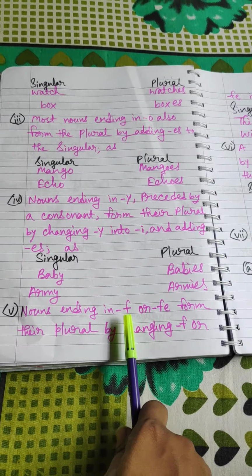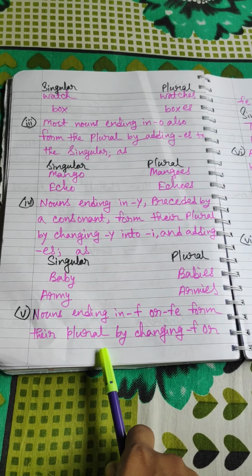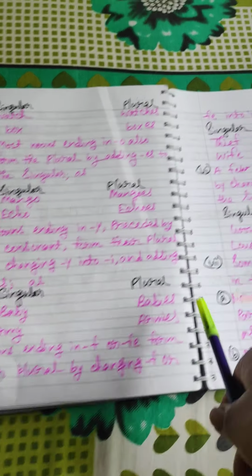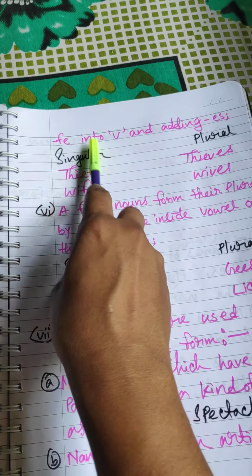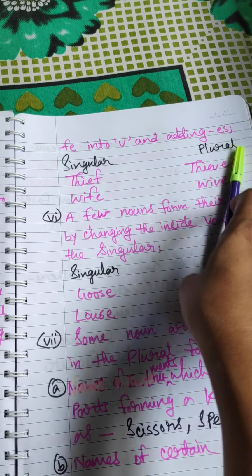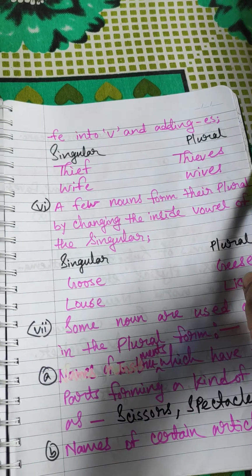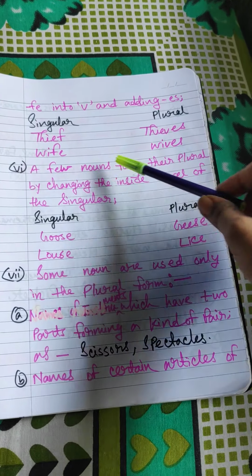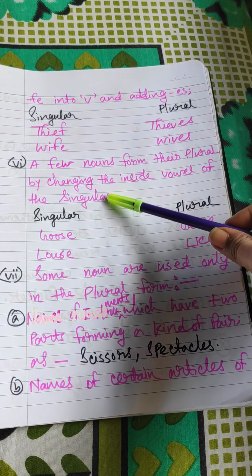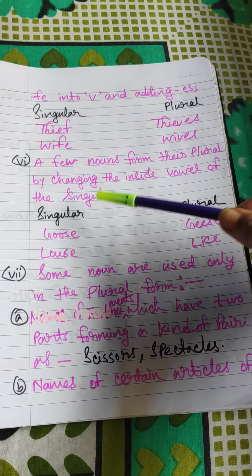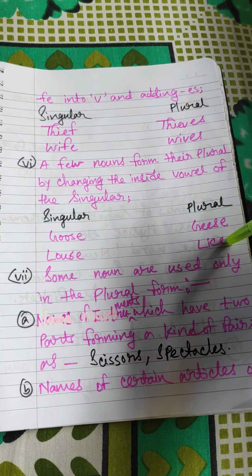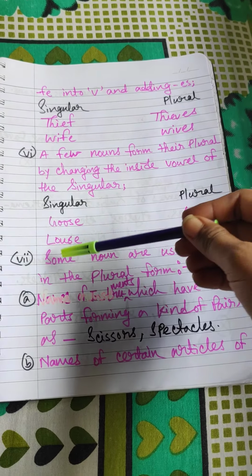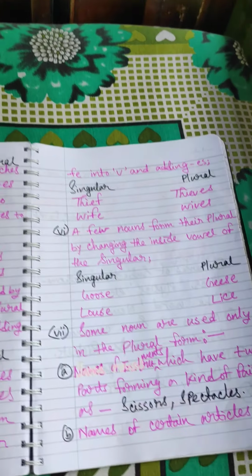Nouns ending in f or fe form their plural by changing f or fe into v and adding es. So thief will become thieves, wife will become wives. A few nouns form their plural by changing the inside vowel of the singular. Goose, geese; louse, lice.